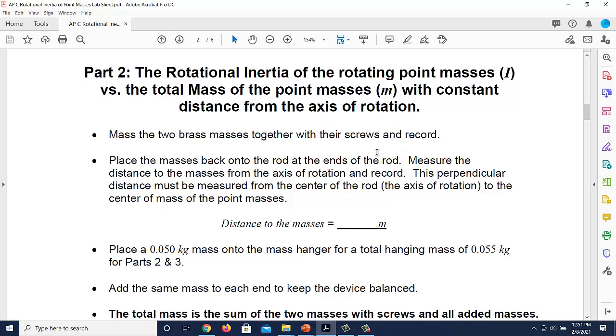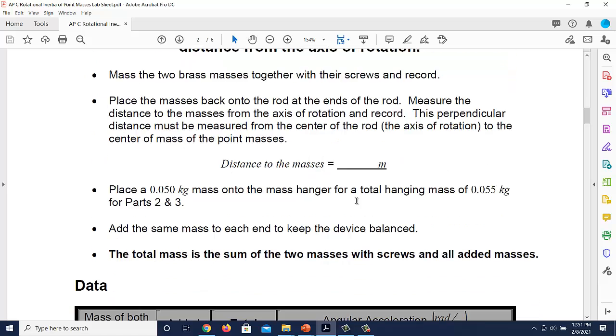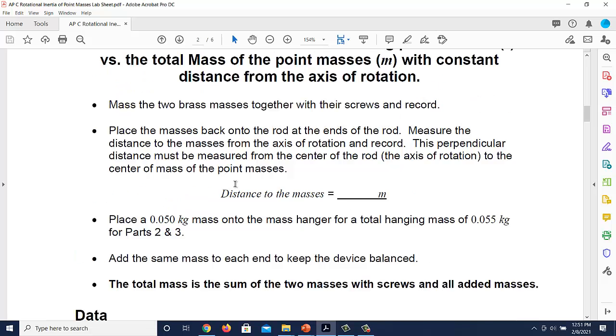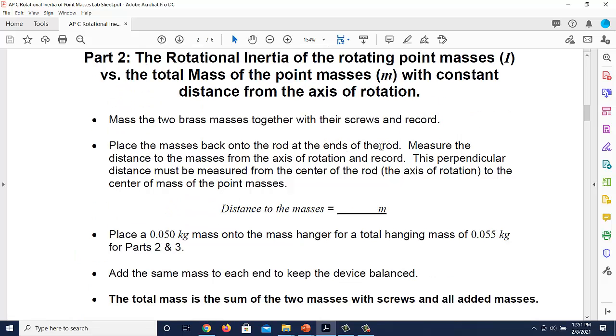So part 2 is rotational inertia versus total mass with constant distance from the axis of rotation. So you're going to put the 2 brass masses back, but you're going to mass them first so we know how much mass they have, and there's a place to put that right here in the data table: mass of both masses with screws. And then you're going to put those on the ends of the rod. Make them flush with the end of the rod. And then you're not going to move them.